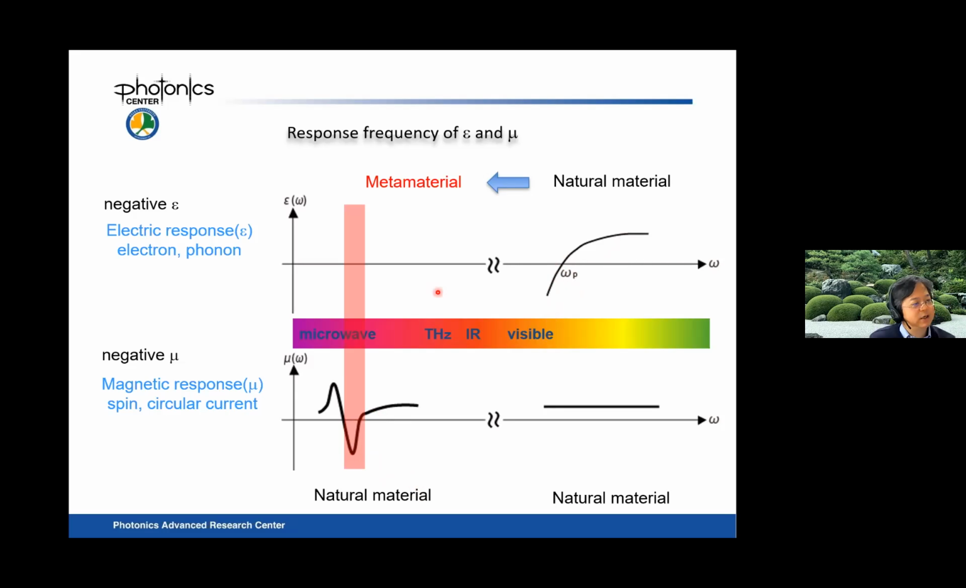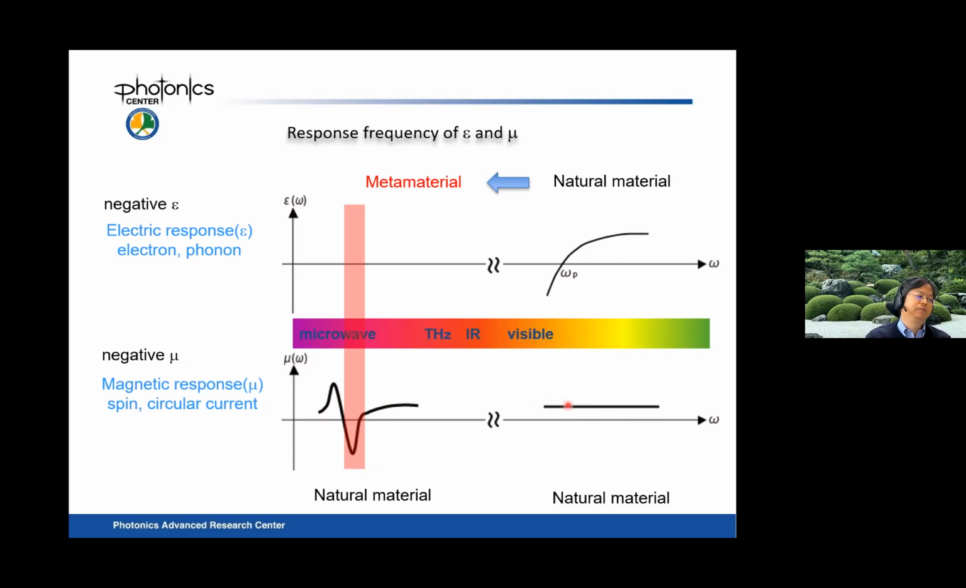But the problem is negative permittivity is achieved in the visible region, very high frequency, only in the optical region. And negative permeability is only achieved in the microwave or millimeter wave region. The very large frequency mismatch. In the optical frequency region, the spin effect is very low in its time response. So at very high frequency, such as optical frequency, the response saturates.